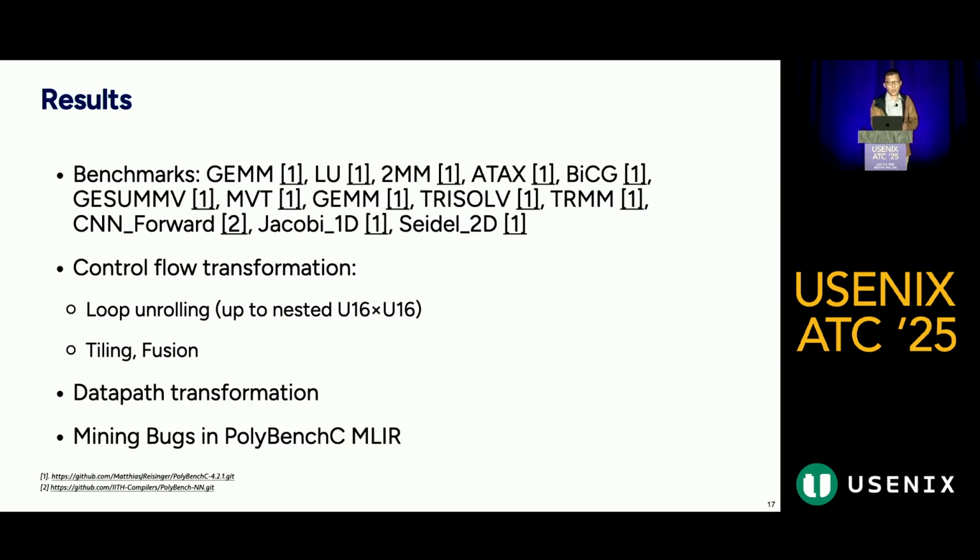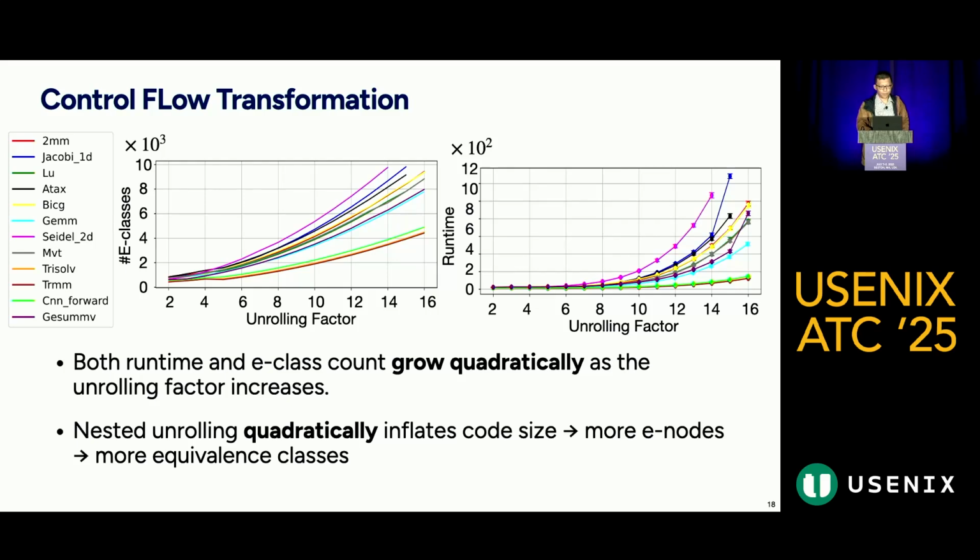This is the result. We incorporate over 13 different benchmarks from Zhang, Lu, Jiaqi, and our AI-based benchmarks, the CNN forward. We will test control flow transformations like loop unrolling, loop tiling, and the data path transformation. Finally, we will talk about the bugs we have found in the PolyBench-C benchmark.